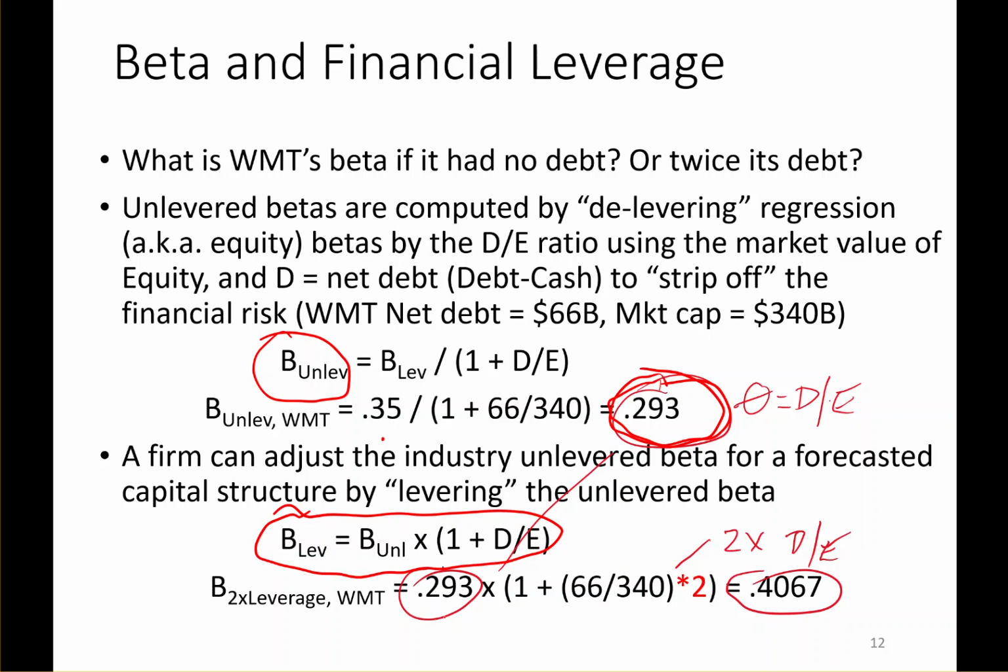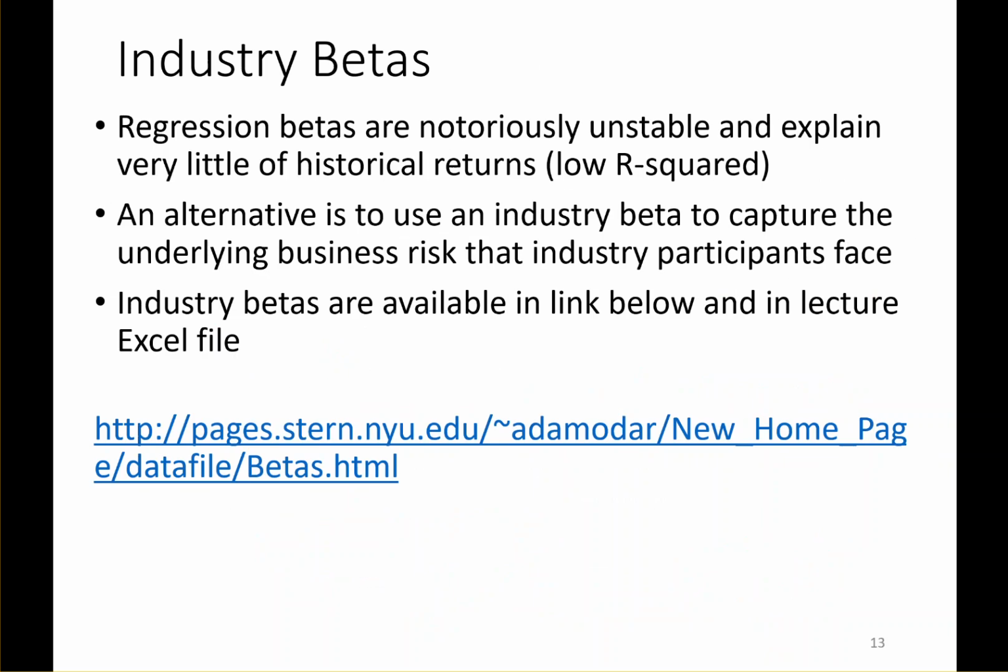So if I take Walmart's unlevered beta of 0.293 and I just say it's 1 plus 2 times their D/E ratio, so I'll just put in a 2 here, Walmart would have a beta of 0.4067 if they doubled their D/E ratio from this 66 over 340 to twice that level. All right, so you could use this concept to make what-if analyses. If you're trying to estimate the cost of equity for a company that's changing its financial leverage, changing its D/E ratio, you can use these formulas to adjust their betas.